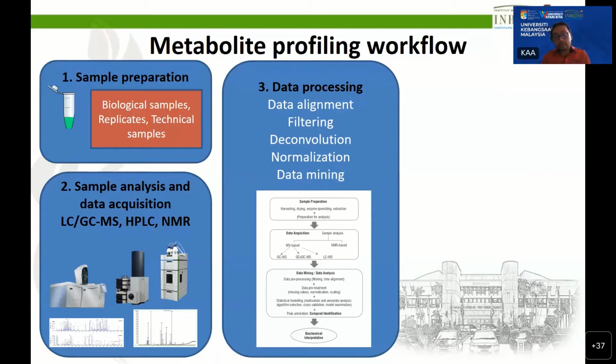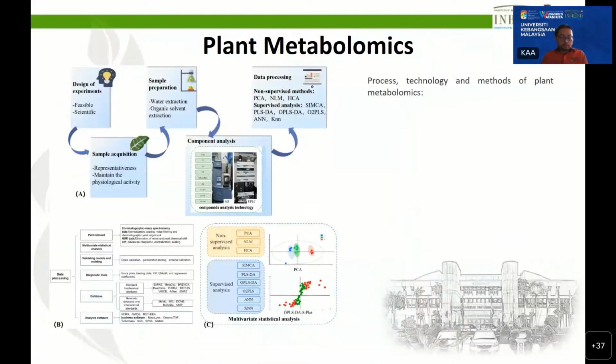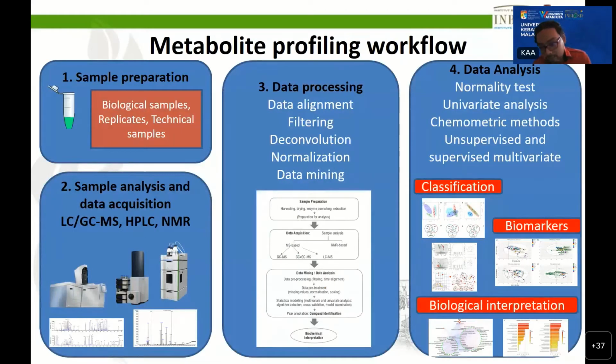Nowadays, you have a number of web-based tools or even commercially available software that you can use to do data processing. And the last part is the data analysis, whereby you need to do normality tests and univariate analysis. Of course, you need to do chemometric methods, comprising unsupervised and supervised methods. This is very important because here you want to do classification of your samples. Of course, you want to find the biomarkers that you can use to explain what is happening in the biological system that you want to study. And of course, you want to do some biological interpretation using pathway analysis, SEA, etc.